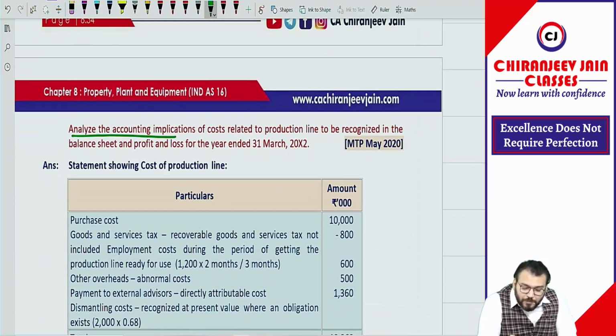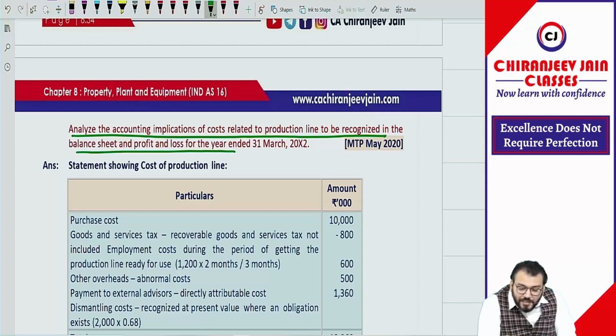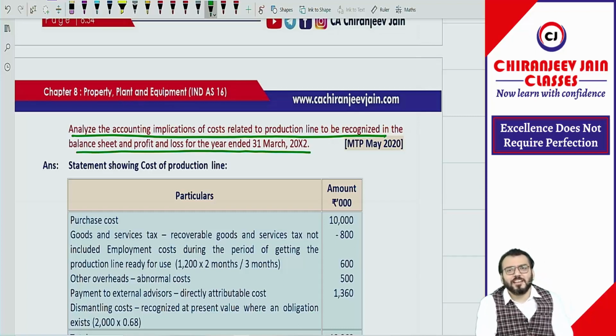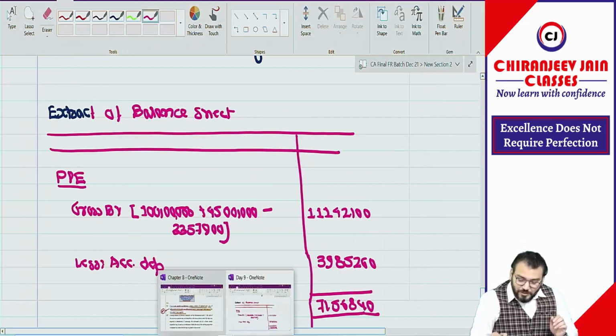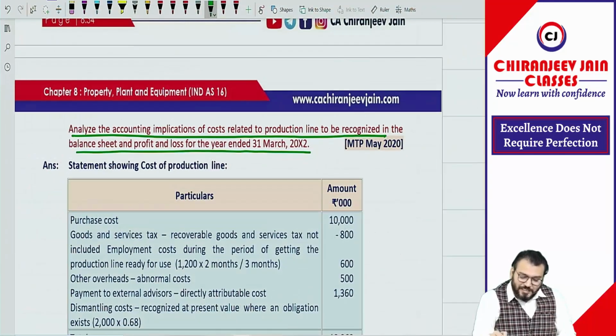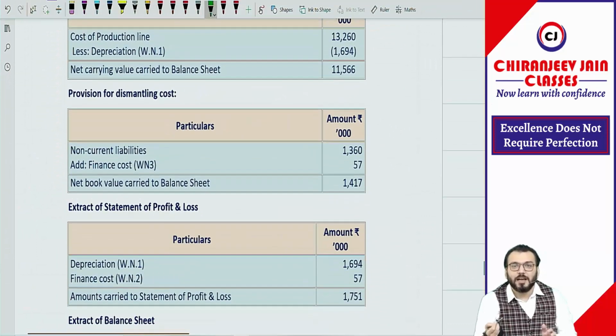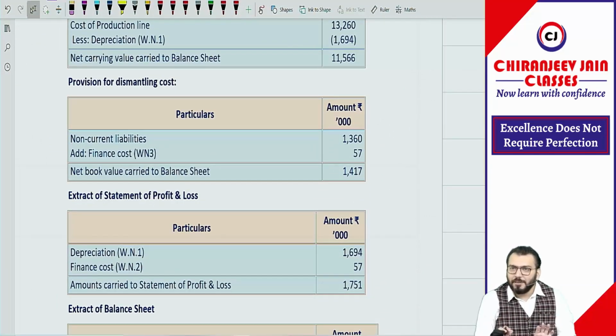Analyze the accounting implication of costs related to the production line to be recognized in the balance sheet and P&L for the year ended 31st March 2002. Super question. Everything is given related to Ind AS 16. Till now it has not been asked in the exam, so it is super expected. Have you understood? When I read, you think that yes, we have understood. Now by solution, you will be able to understand.